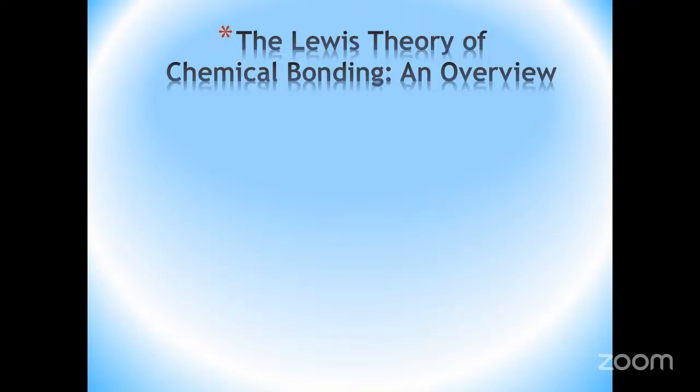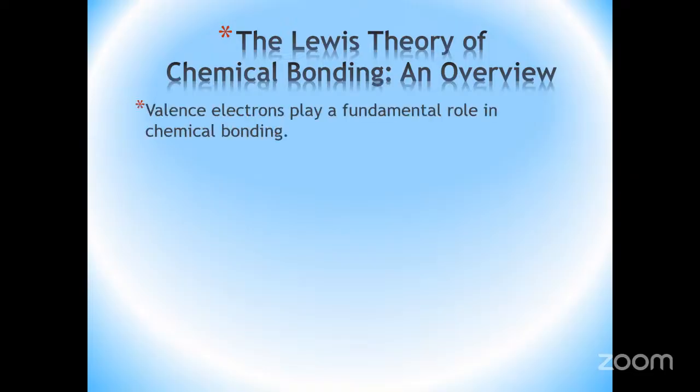G.N. Lewis, a very important chemist back in the day, basically came up with some ideas and came to the conclusion that when it comes to chemical bonding, it's the valence electrons that play a very fundamental role in bonding of both ionic and covalent compounds.